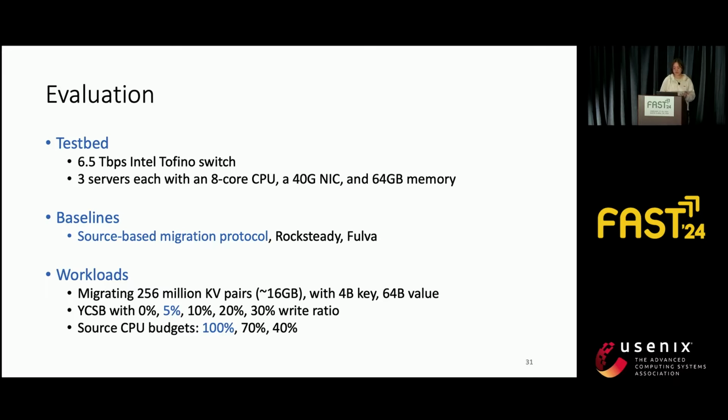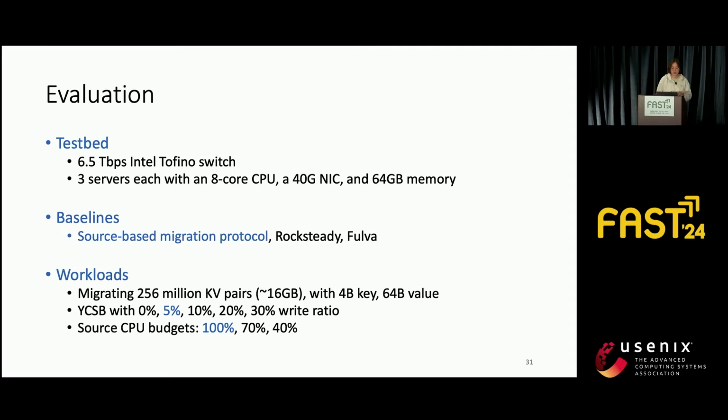In evaluation, we evaluated NetMigrate on a testbed consisting of an Intel Tofino switch connecting 3 commodity servers. And we compare NetMigrate with 3 baselines: the source-based migration protocol, Rocksteady, and Fuwa. All of them migrate 256 million key-value pairs from source to the destination node. And each key-value pair has a 4-byte key and 64-byte value.